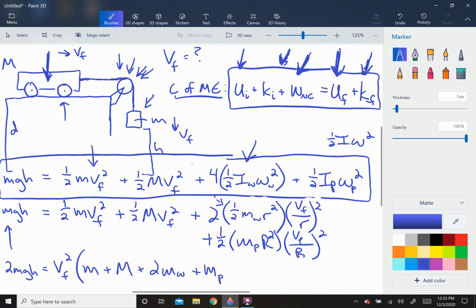Okay? And then you can see on these two terms, the R is going to be squared here, and it's going to cancel, right? And this R down here is going to be squared, and so it's going to cancel, okay? And I end up with this. Okay? And then, of course, that means that VF equals 2 mgh over all of this stuff, all in a root, okay?